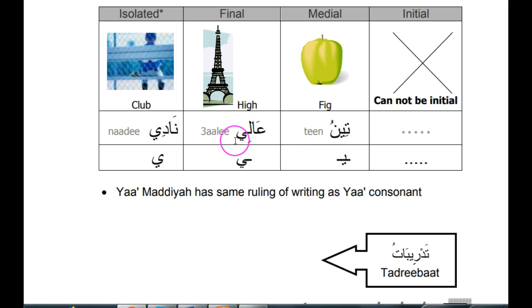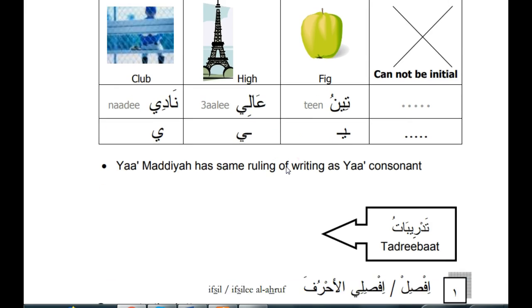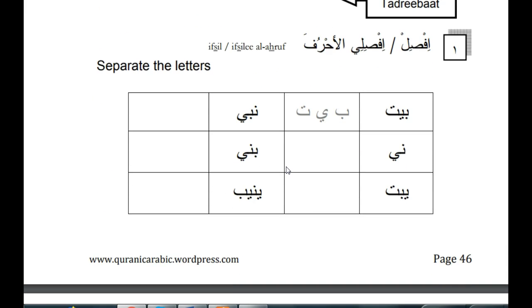Ali, which means elevator. Ali, high, elevator. Here we see a ya maddiya at the end. And separated in the example Nadi, which means club. Nadi. Okay, so it will be on its own. Here we should separate the letters.